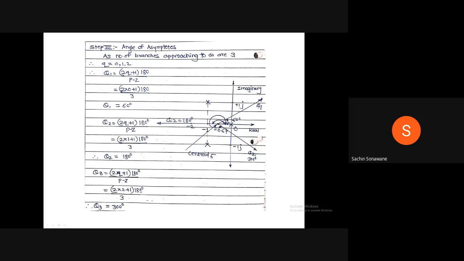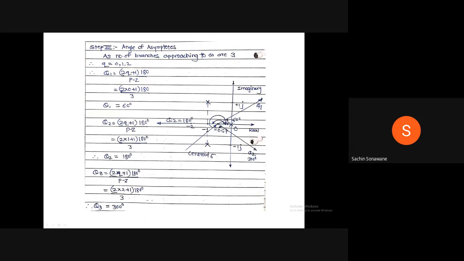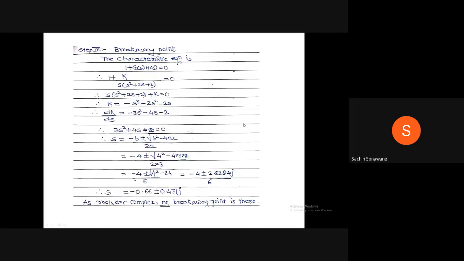Now we will calculate first of all the centroid and then we will draw the angles. Centroid sigma is equal to summation of real parts of poles minus summation of real parts of zeros divided by p minus z. Therefore, sigma is equal to 0 minus 1 minus 0 divided by 3, which is equal to minus 2 divided by 3, which is equal to minus 0.67. Therefore, locate this point minus 0.67 and from this point draw the angles 60 degrees, 180 degrees, and 300 degrees. Now we have to calculate the breakaway point.